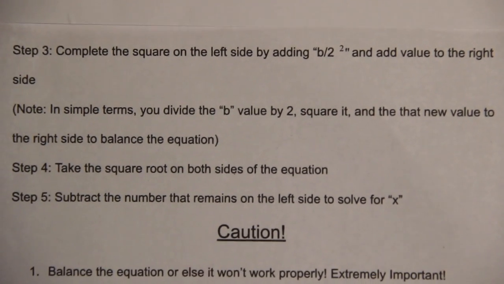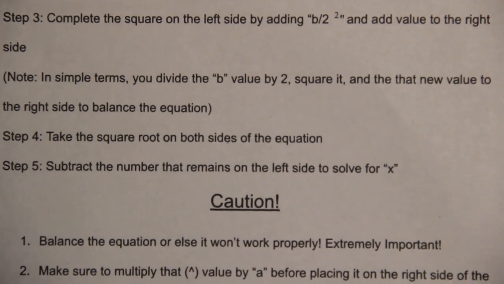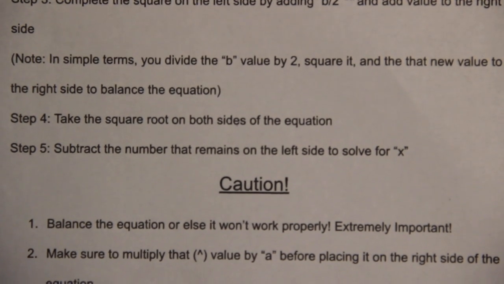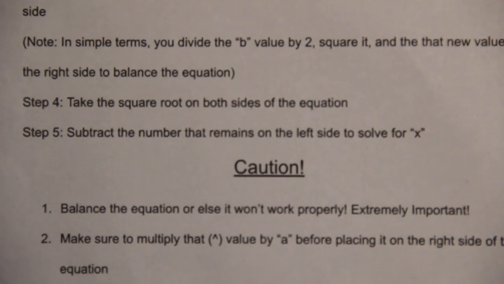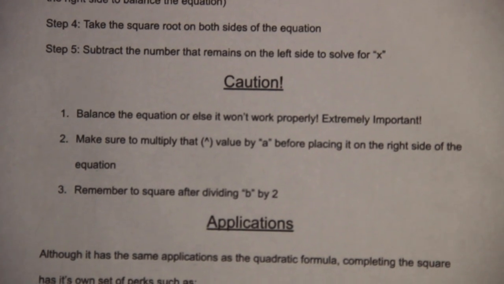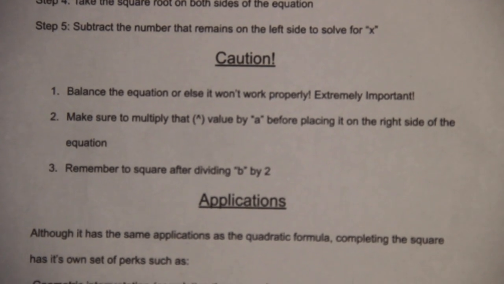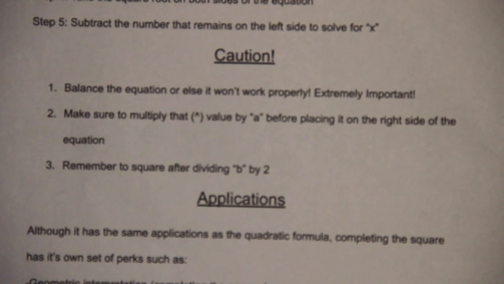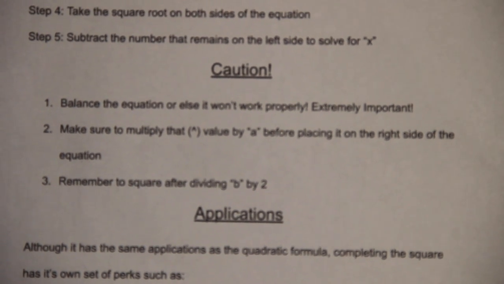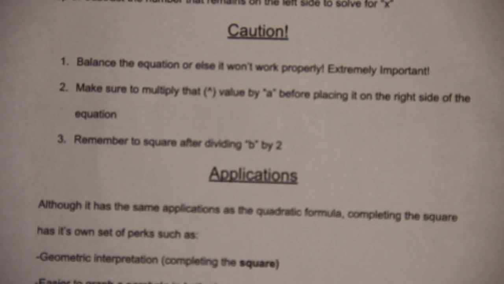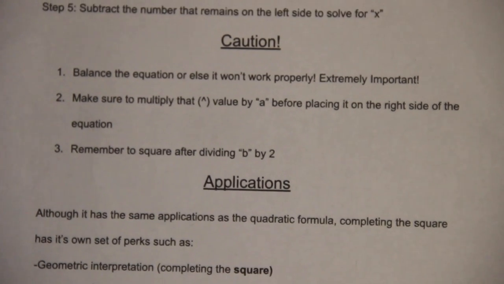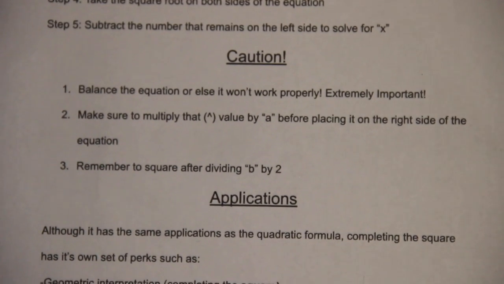Step 4. Take the square root on both sides of the equation. Step 5. Subtract the number that remains on the left side to solve for x. Caution. Balance the equation or else it won't work properly. Extremely important. 2. Make sure to multiply the exponent value by a before placing it on the right side of the equation. 3. Remember to square after dividing b by 2.